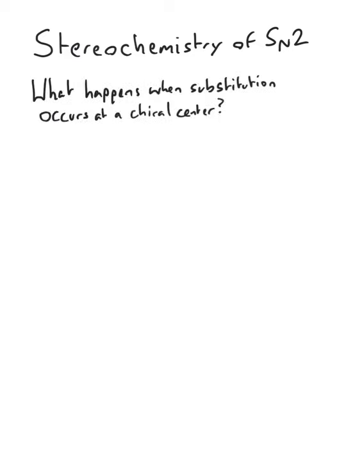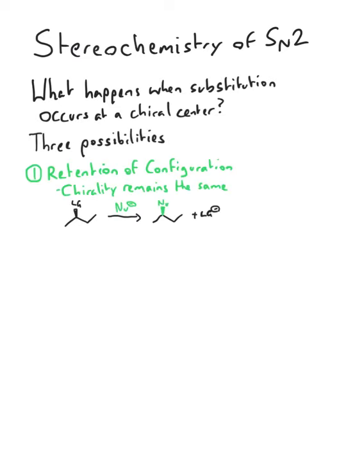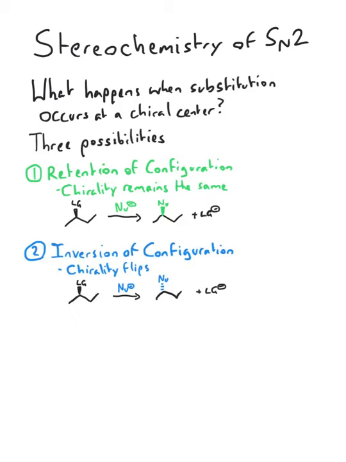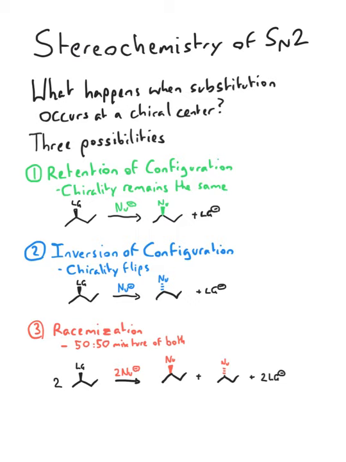This video is on the stereochemistry of SN2 reactions. What happens if we try to do an SN2 substitution at a chiral center? Well, there are three possibilities. One, we could get retention of configuration where the chirality remains the same. Two, we could get inversion of configuration where the chirality flips. Or three, we can get racemization where we get a 50-50 mixture of both chiral centers.